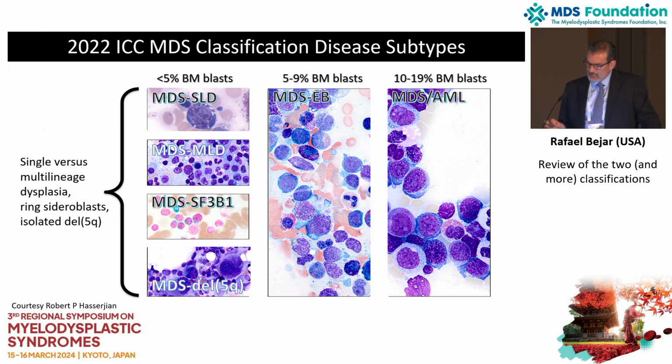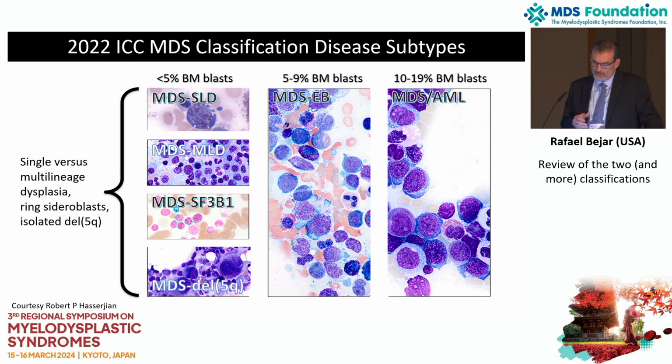Now, what about the ICC? The structure is still very similar. We have these 3 groups based on blast count, but the nomenclature is different. We have the 10 to 19% blasts with MDS/AML, which I'll talk about in greater detail, no longer being called excess blast 2 or increased blast 2.